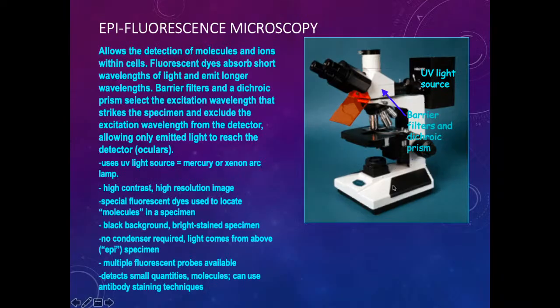Now let's start with the epifluorescence microscope. This allows detection of molecules and ions within the cell. Earlier everything was possible only from outside the cell, but now it's possible within the cell. Fluorescent dyes absorb short wavelength light and emit longer wavelength, and barrier filters and dichroic prism select the excitation wavelength that strikes the specimen and exclude the excitation wavelength from the detector.